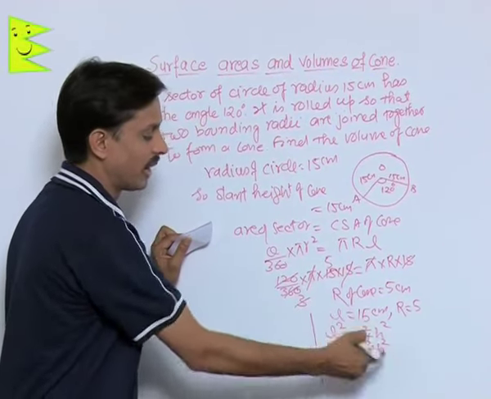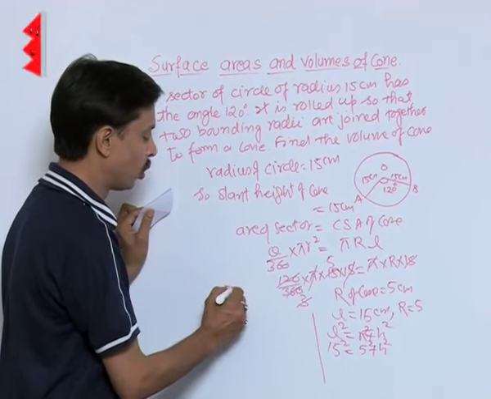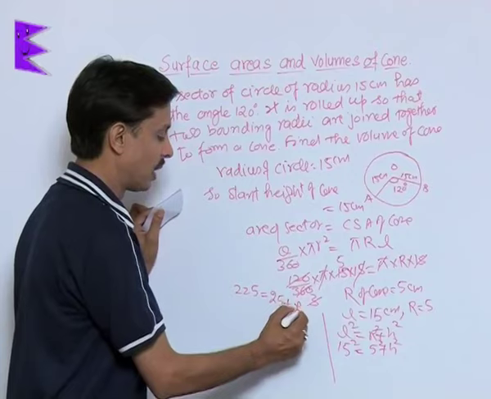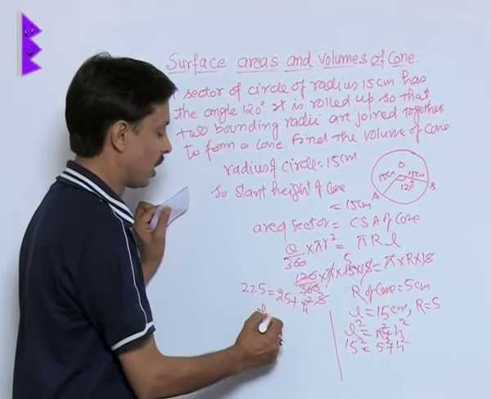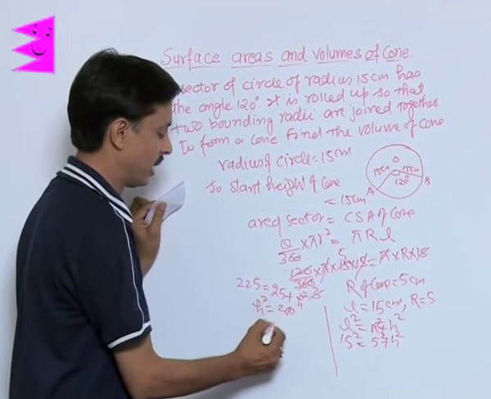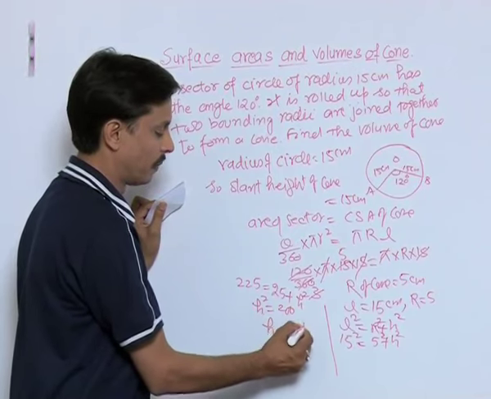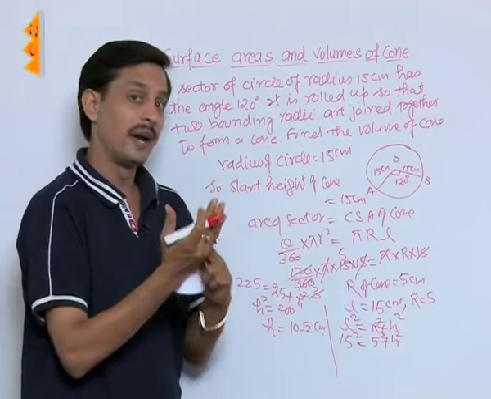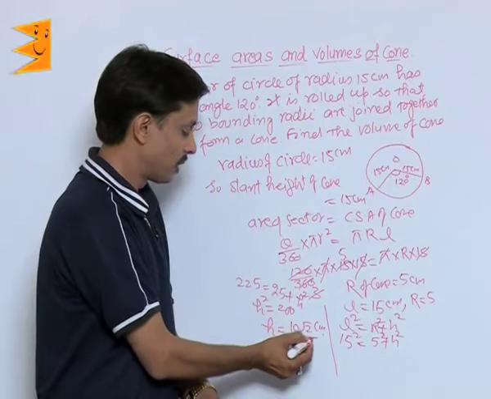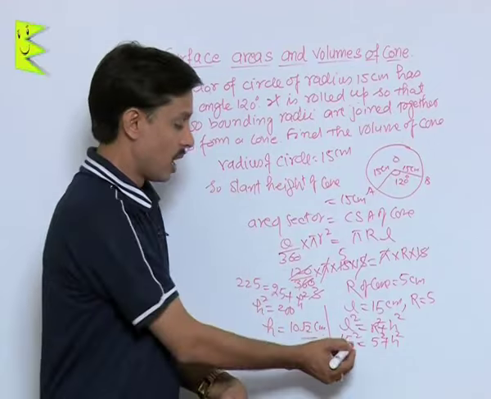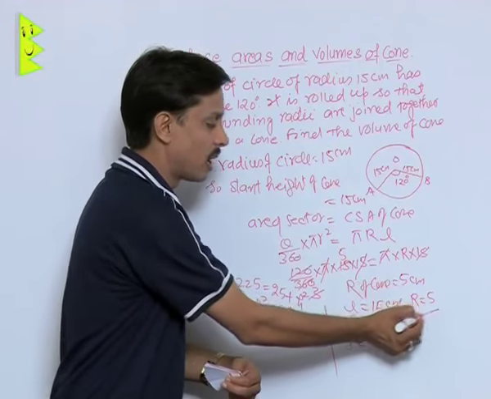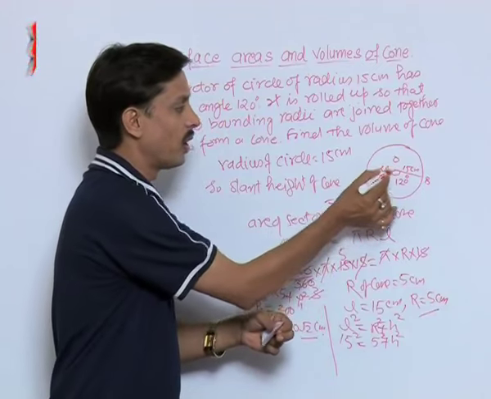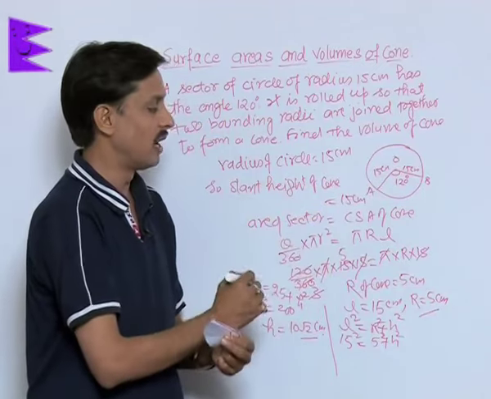If you simplify this part, that is 225 is equal to 25 plus h square. Answer of h square is 200. So the height of the cone becomes 10 root 2 centimeter. Now the height of the cone has come out 10 root 2 centimeter, the radius of the cone has come out 5 centimeter, and the slant height of the cone is already known, 15 centimeter.